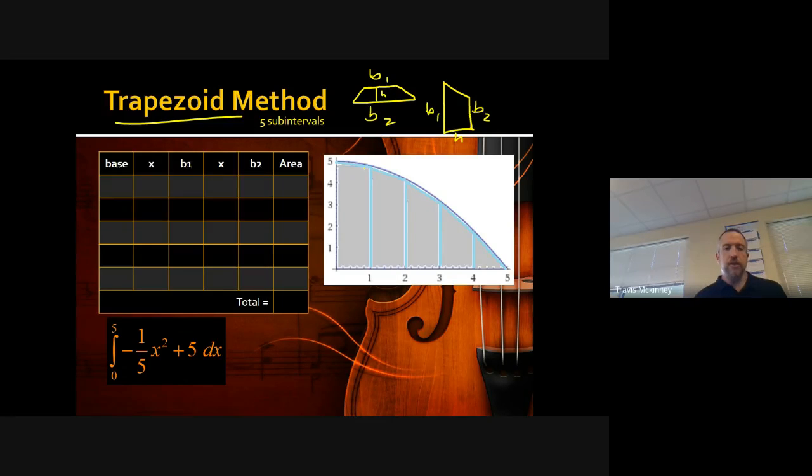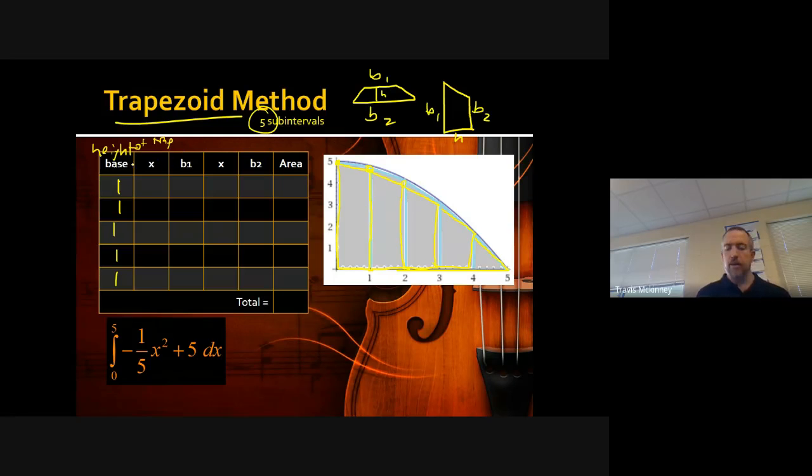Now, this picture is kind of hard to see, but basically we're taking the left endpoint and the right endpoint and we're connecting them and then using that to make a trapezoid instead of making a rectangle. So when we find the trapezoid, we're going to need the left and the right endpoint, and then together we use those to make a trapezoid instead of a rectangle. So this base is really the height of the trapezoid. Now, if we're doing 5 subintervals, that base is still going to be one because the height of each trapezoid is still going to be one.